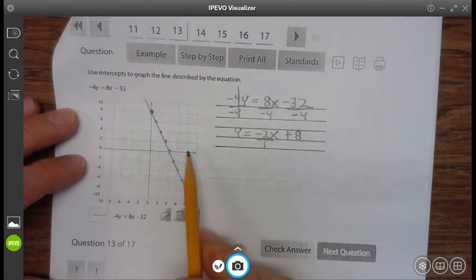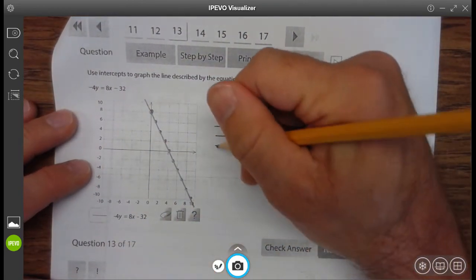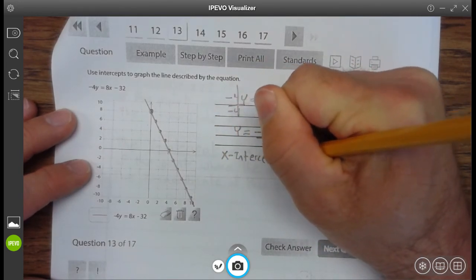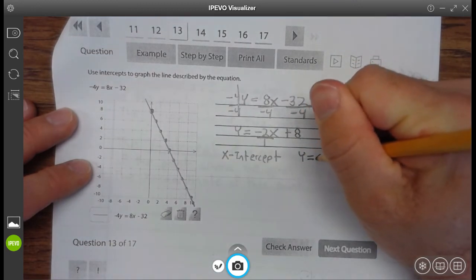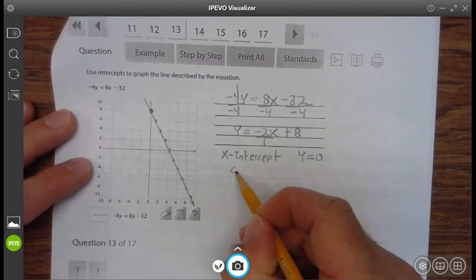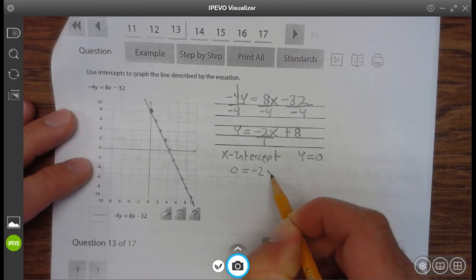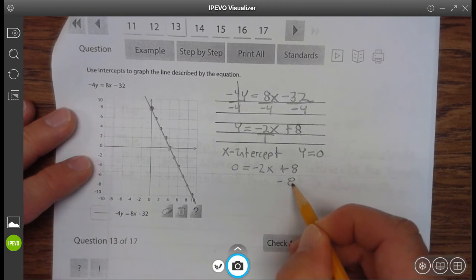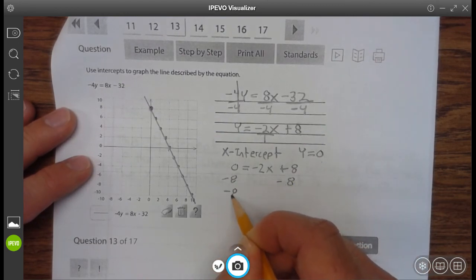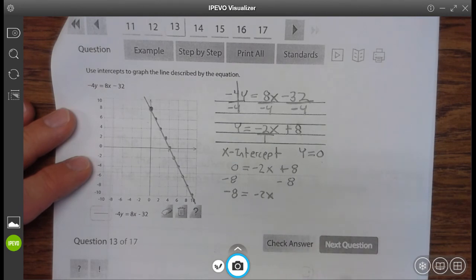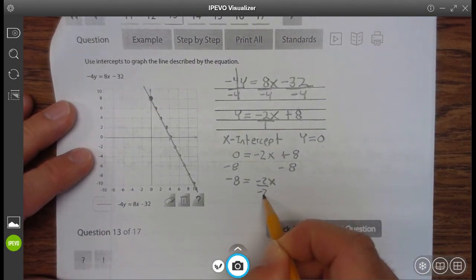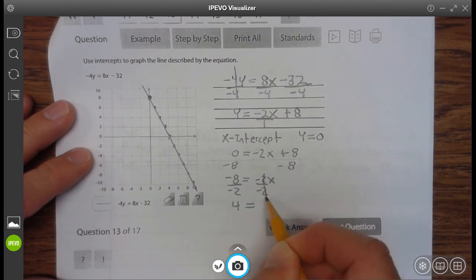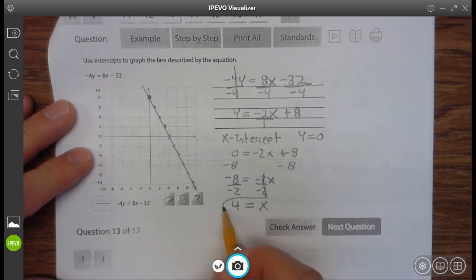Now, it looks like our x-intercept is 4, 0. Let's verify that. We know that if it's an x-intercept, y equals 0. So we're going to plug in 0 for y. So that's 0 equals negative 2x plus 8. We're going to solve for x. We subtract 8 from both sides. Get negative 8 equals negative 2x. Divide both sides by negative 2. Negative 8 divided by negative 2 is positive 4. That's 1. So x equals 4 verifies that it is correct.